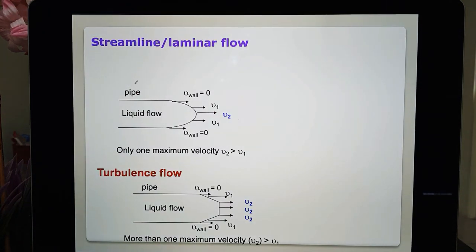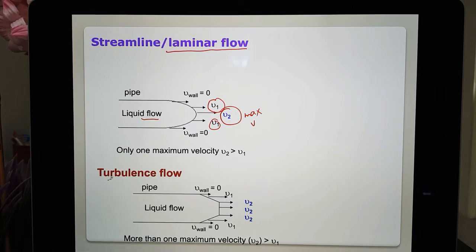Now this is the graphic of how the flow of the fluid works. When we have laminar flow over here, basically we have only one maximum velocity. V2 is considered as the maximum velocity. However, V1, the other velocity, is lower compared to V2. So the flow of the fluid is laminar when we have only one maximum velocity.